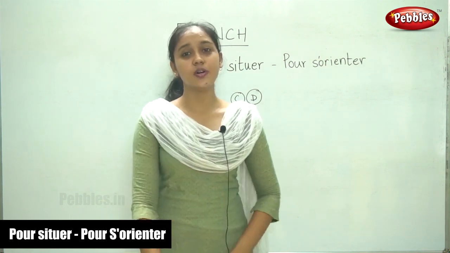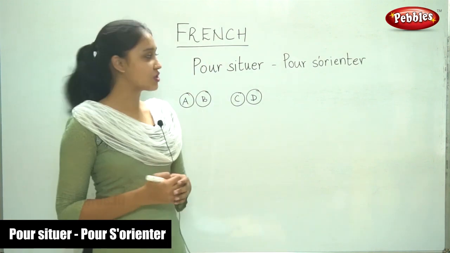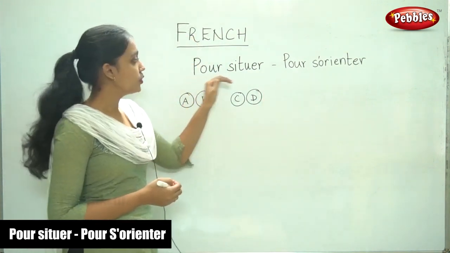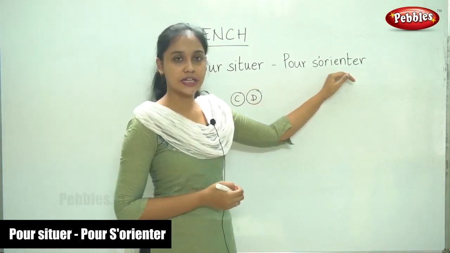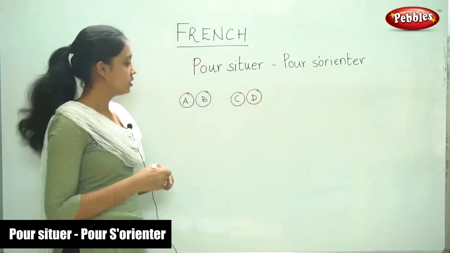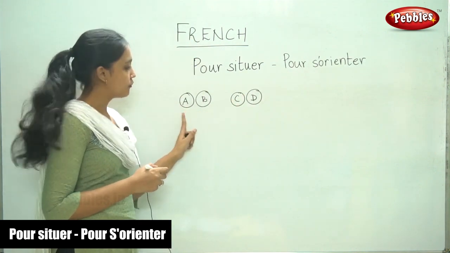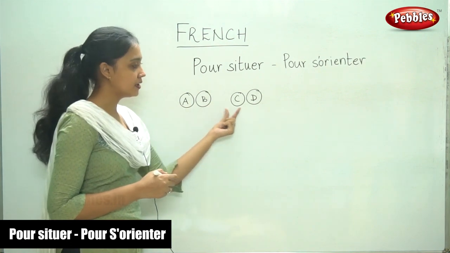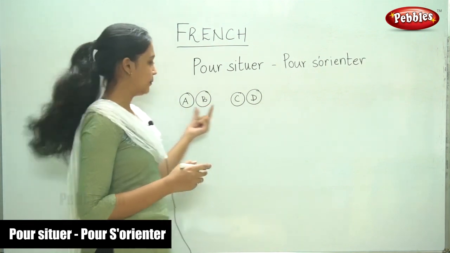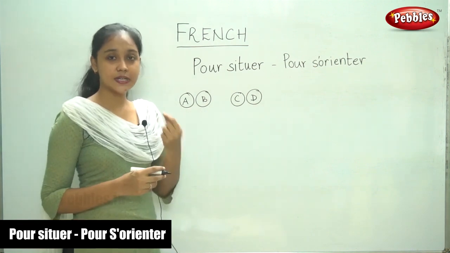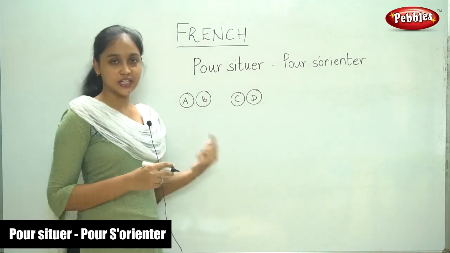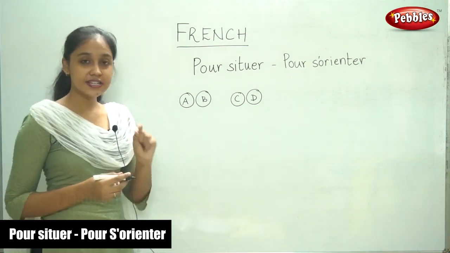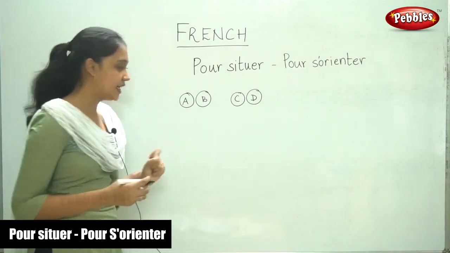So the words we are going to learn are to describe the orientation of something. Pour situer, pour s'orienter. So now we have four objects: A, B, C and D. Now we are going to explain the orientation or how it is arranged. Now first let us explain in English.